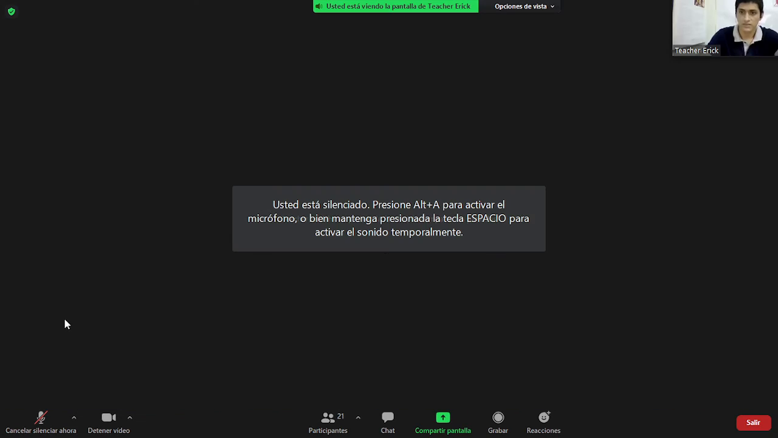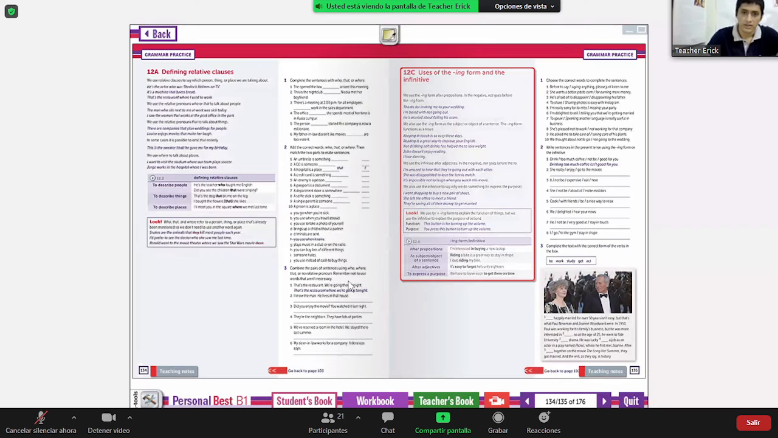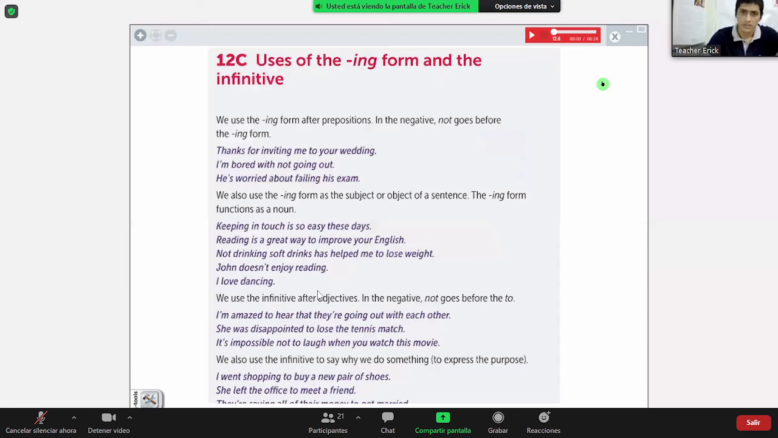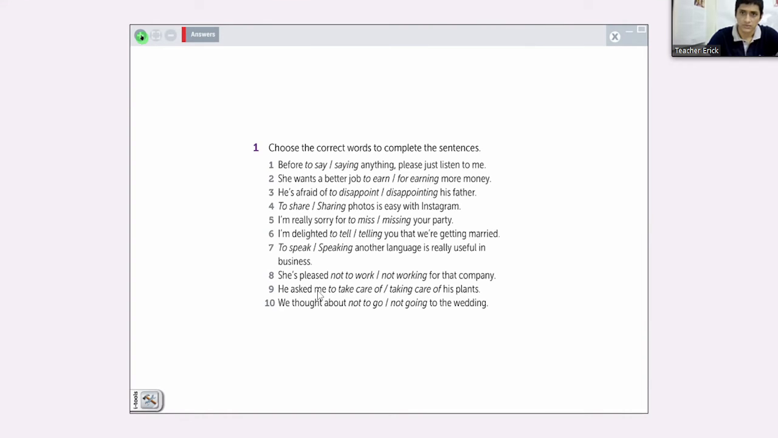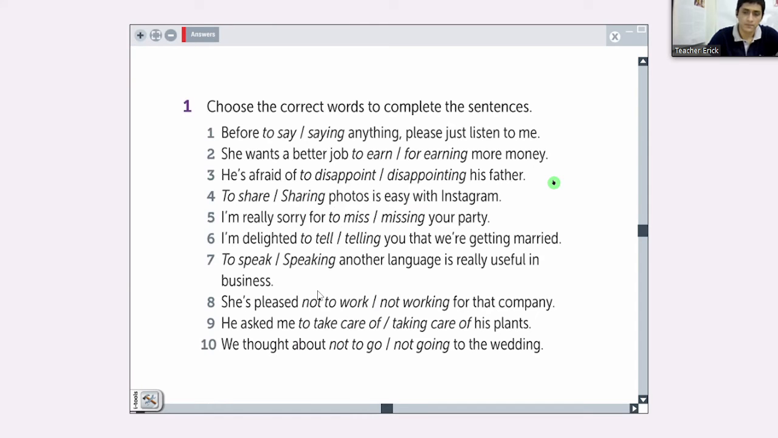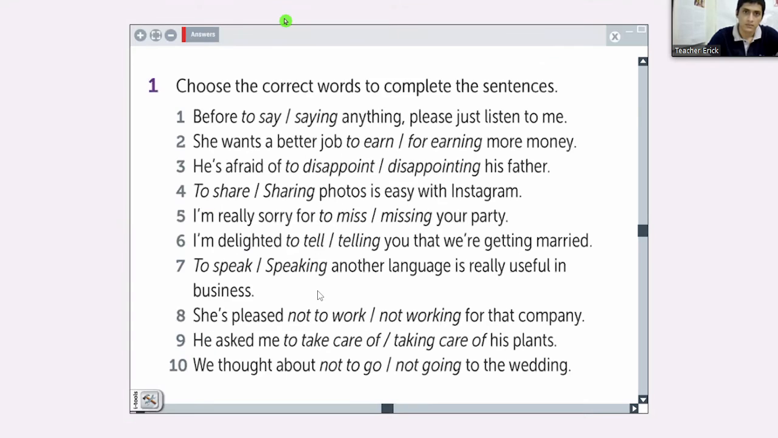Okay, 135. Todo lo que vieron está aquí en la referencia gramatical, okay? Aquí lo tienen, pueden revisar. And what we have to do on exercise 1 in this case is to choose the correct words to complete the sentences. In number 1, we have before to say or before saying.